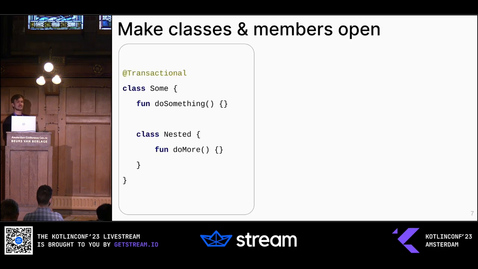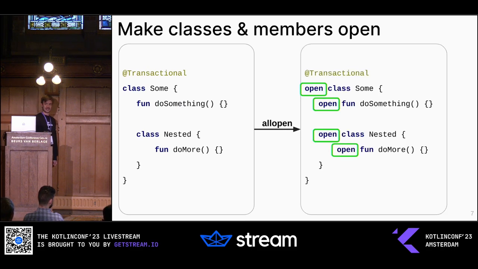Another example is about making classes and their members open. And it's again about some Spring frameworks in this situation. Sometimes it's required for classes and all their members to be open. Remember, please, that in Kotlin, classes and their members are final by default, so nobody can extend them. Okay, and here again, we can write the open modifier four times and create some boilerplate. But the existing all-open compiler plugin can perform the work for us. It can add this open modifier into the internal representation.